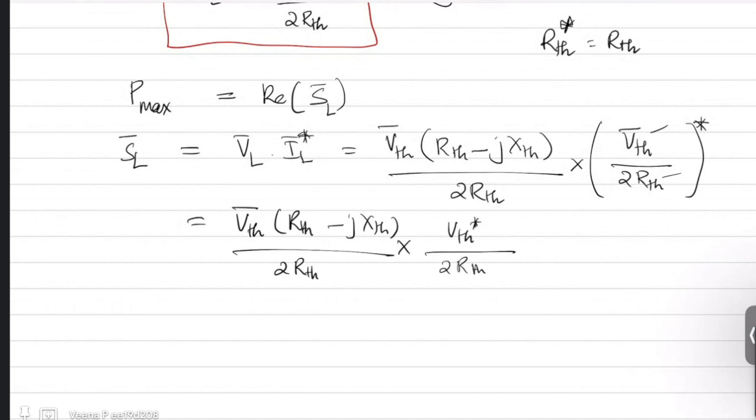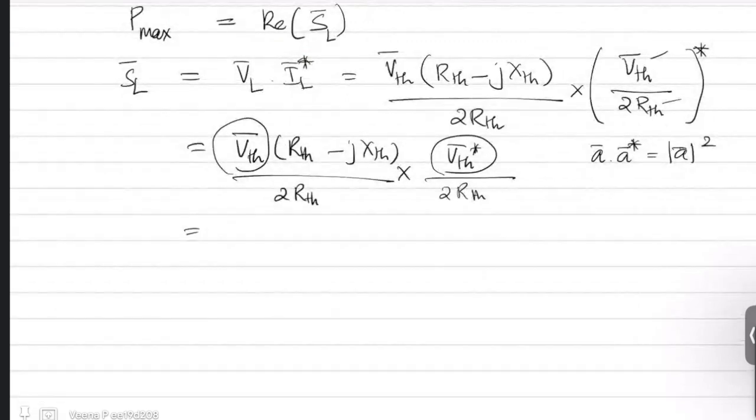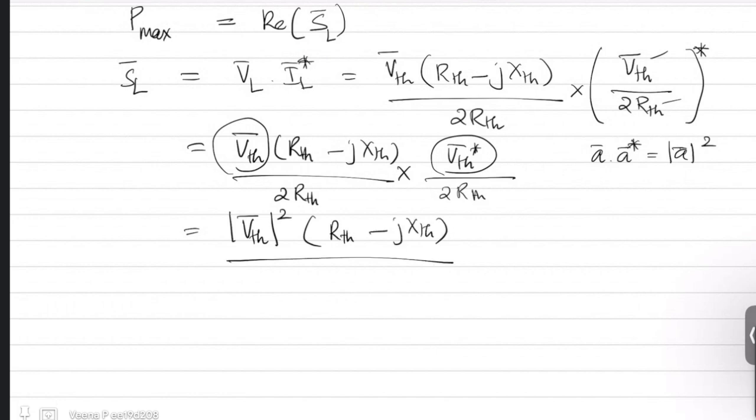Now you see, you have V Thevenin and V Thevenin conjugate, that is, you have a complex number times that complex number's conjugate, which will be the magnitude of that complex number squared. That means you have V Thevenin into V Thevenin conjugate, so it becomes magnitude of V Thevenin squared. The rest of the part remains the same, R Thevenin minus jX Thevenin divided by 4 R Thevenin squared. So this is your complex power across the load.